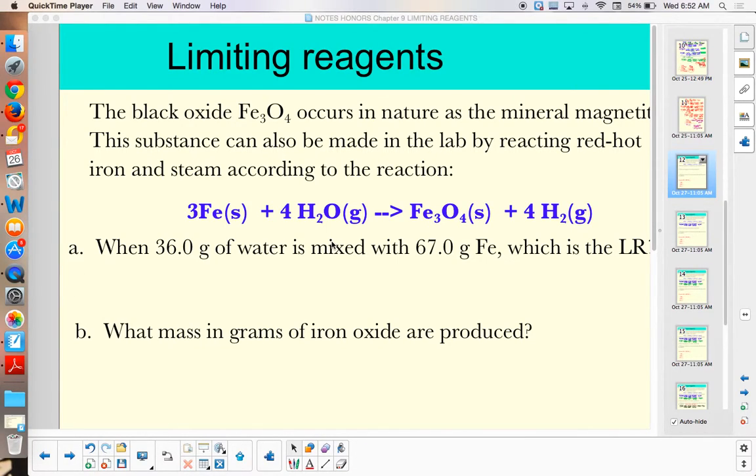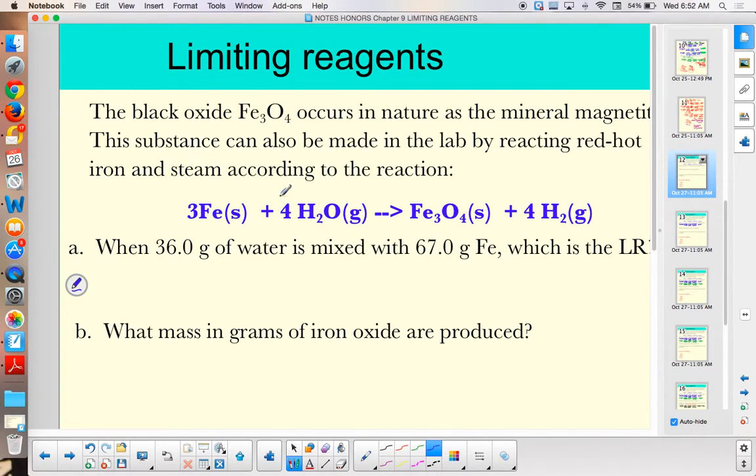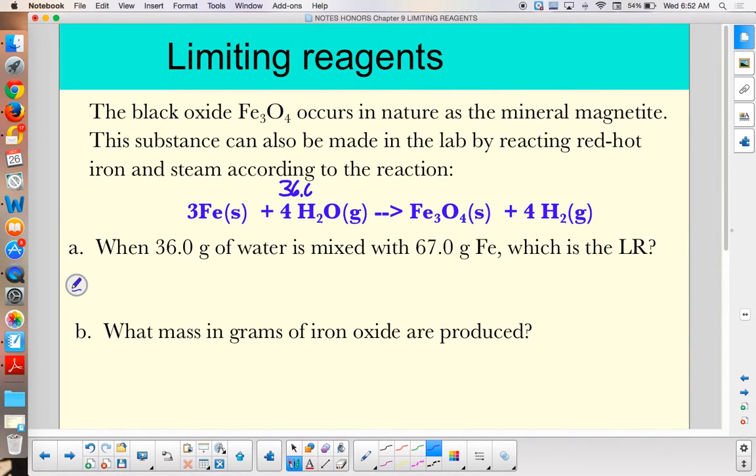I'm going to show you how to do a limiting reagent problem where you're given the amount of the reactants in grams. When you read the problem, you can see that we have 36 grams of water, and we have 67 grams of iron.